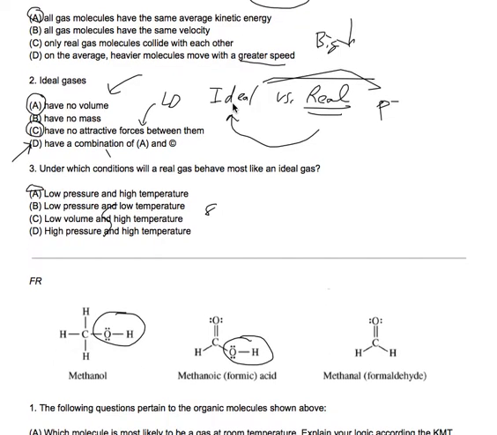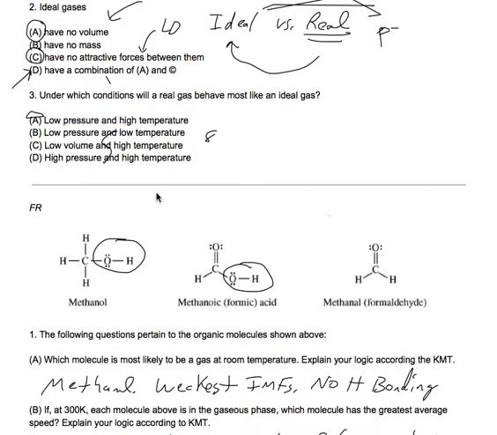Under which conditions would a real gas, a normal gas, behave the most ideal? Well, if we want it to be ideal, we want it to move around and expand. So we want the pressure really low, so they have room to expand, and we want their temperature really high, so they're moving real fast.